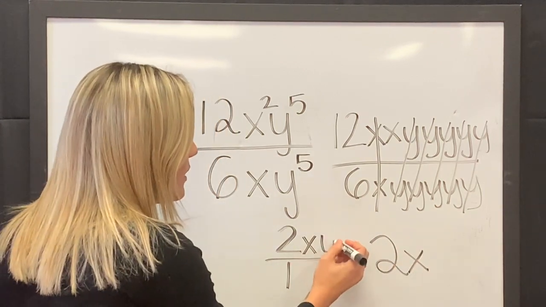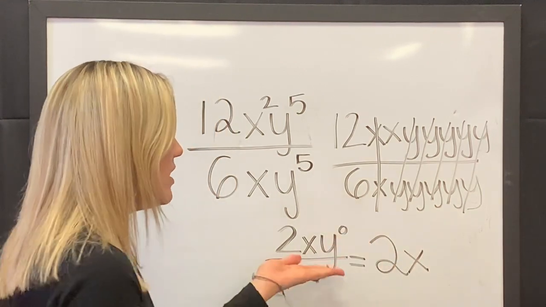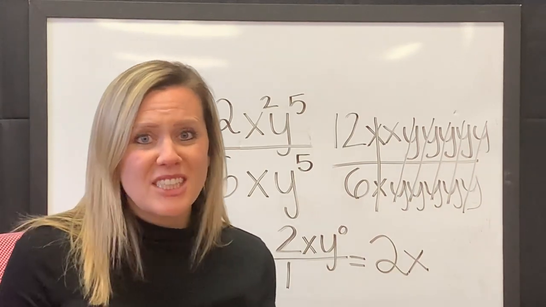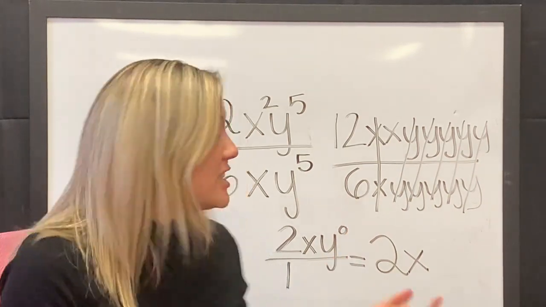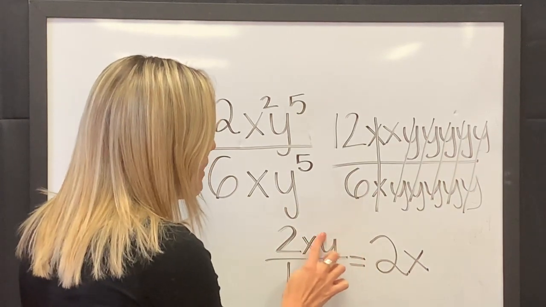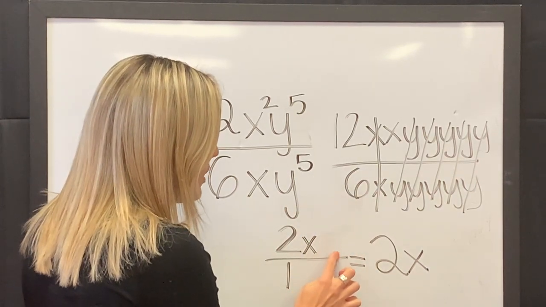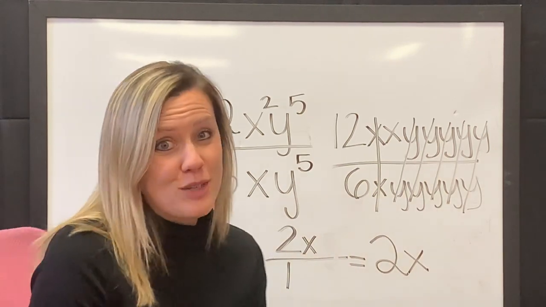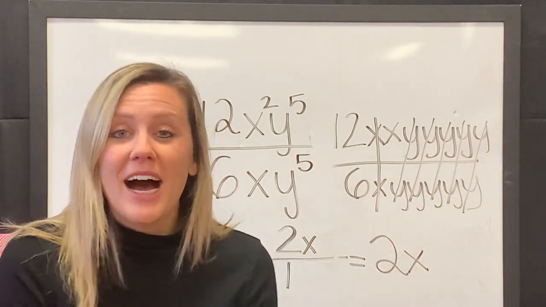Now, you could have written y to the 0 power, but y to the 0 power just actually means 1. So that means 2x times 1, which is just 2x. So if you ever have that written to the 0 power and you're multiplying, you really don't need to write it at all. So I hope that helps.